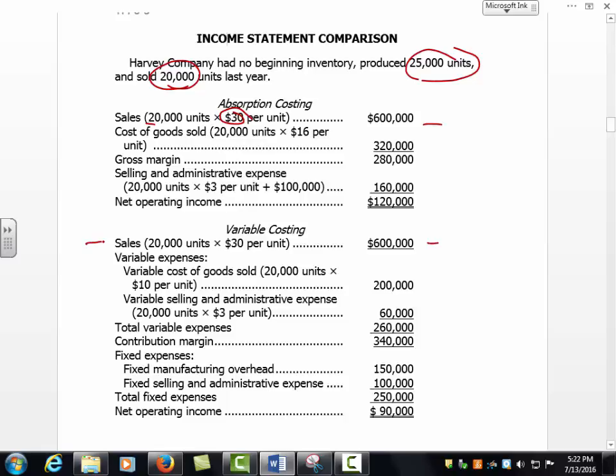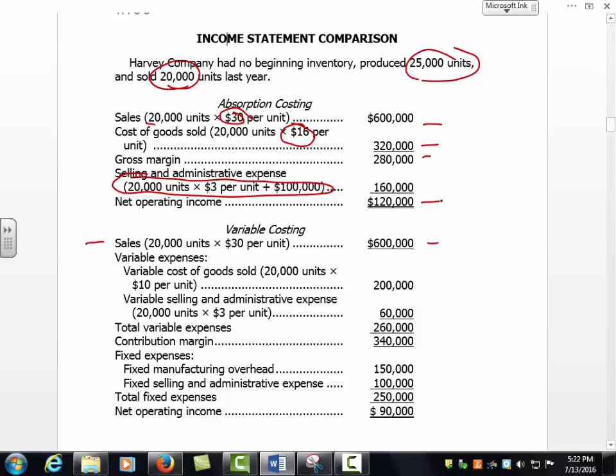So we've got two income statements here, the variable costing way and the absorption way. So the absorption way, 20,000 at $30. Cost of goods sold is at 16, so that's 320. Gives us a gross margin of 280. Under absorption costing, we don't differentiate between variable and fixed, so those just have to be added back together. And we see that our net income is 120.